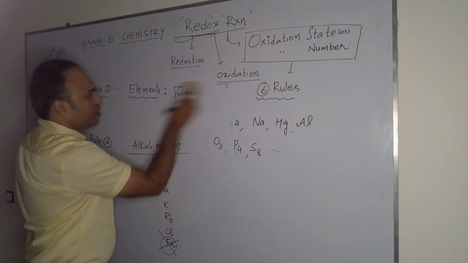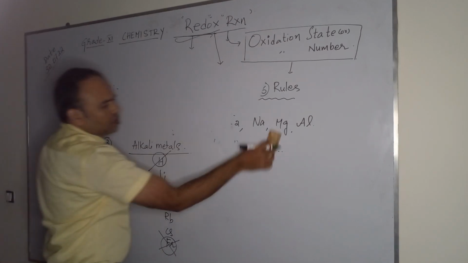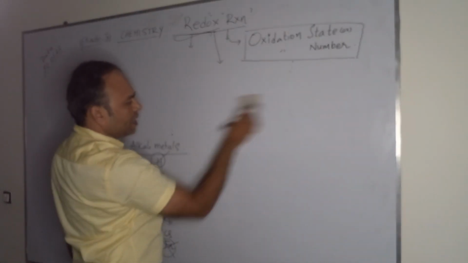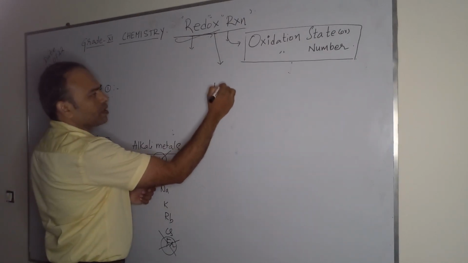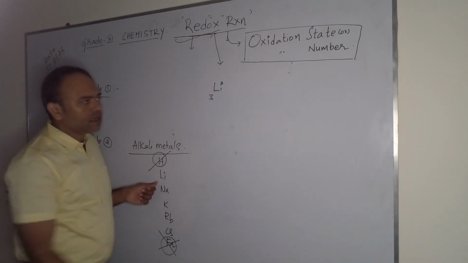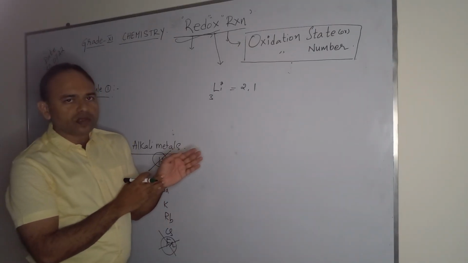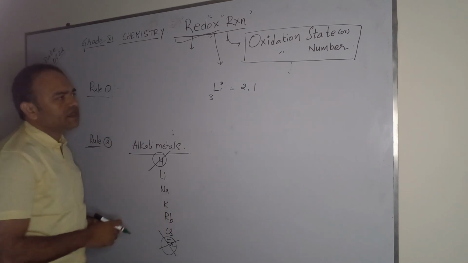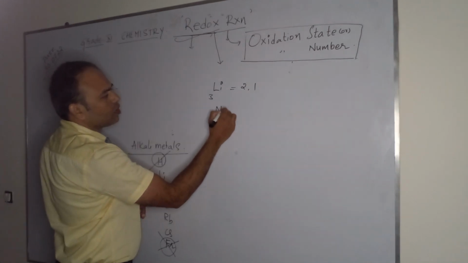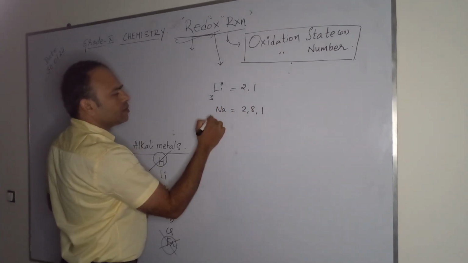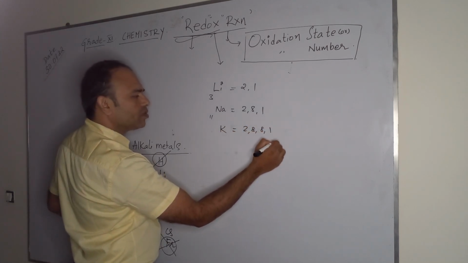Now, if I want to get the oxidation state, what will I do? Either I have to add an electron or remove an electron. Let us take lithium. Atomic number is 3, so we can take 2, 1. We don't want to go into the 1s2 2s1 configuration, so to explain in a simple way, I wrote 2, 1. Then sodium 2, 8, 1. Next potassium 2, 8, 8, 1, and so on.